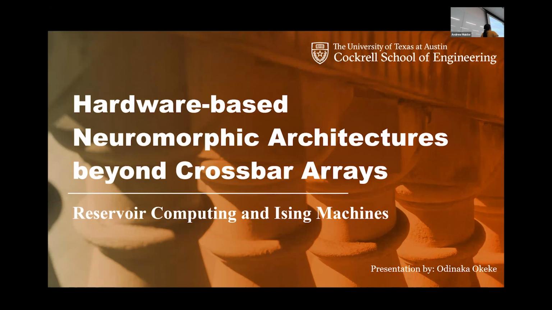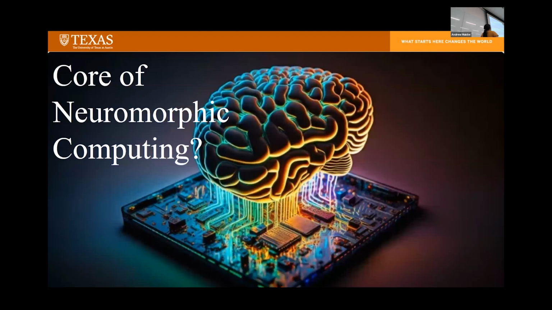Focusing on reservoir computing. So at its core, neuromorphic computing is an approach to artificial intelligence that seeks to mimic the architecture and function of the human brain. This means designing AI systems capable of learning and adapting in a way more similar to human cognition compared to that of traditional AI algorithms.